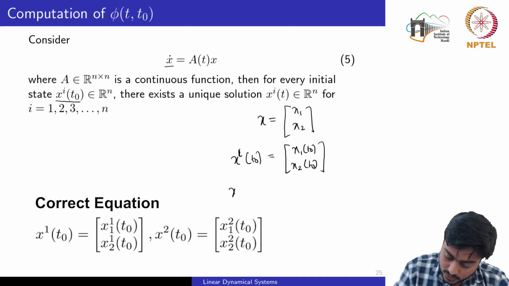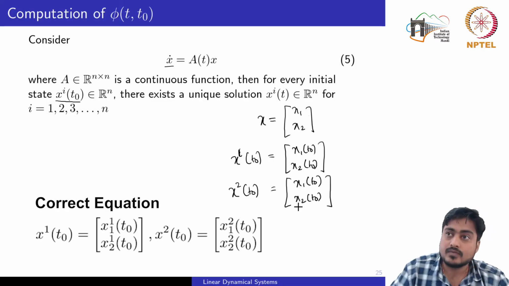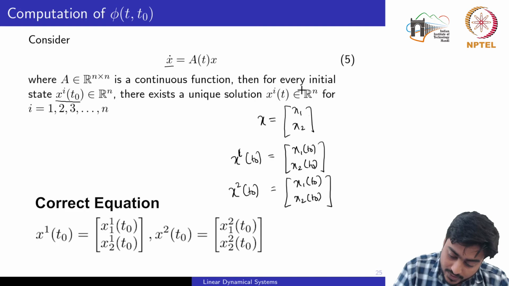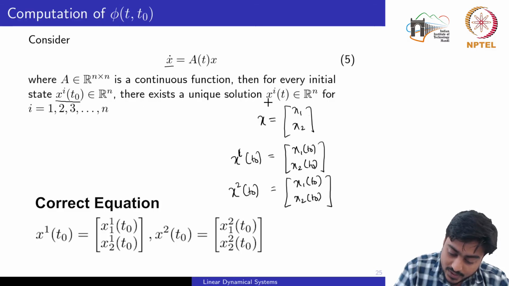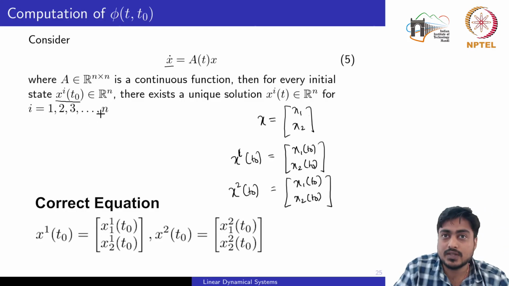Okay, if I have x2 of t naught, again an n dimensional vector but for other values, then for every initial condition, we could have different initial conditions, each an n dimensional vector. Then there exists a unique solution xi of t, which is also an n dimensional vector, for all i's starting from 1 to the dimension of the state, from 1 to n.